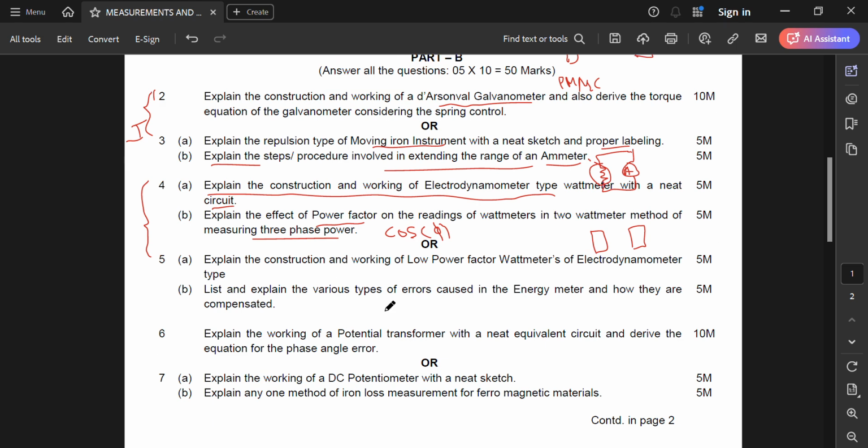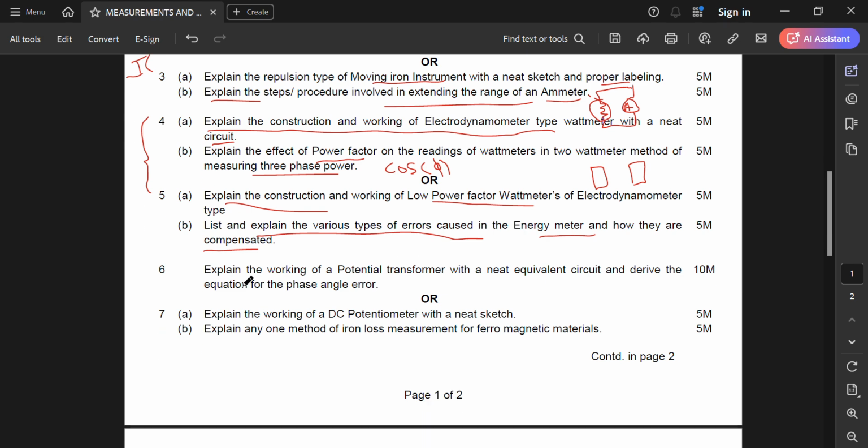Next, wattmeter or power factor meter, anyone will come from second unit. Remember that, first unit and second unit. List the construction, explain the construction and working of LPF wattmeter, low power factor wattmeter. List and explain various types of errors in energy meter. Energy meter, what are the errors, how are they compensated? Sometimes they will ask the construction of energy meter.